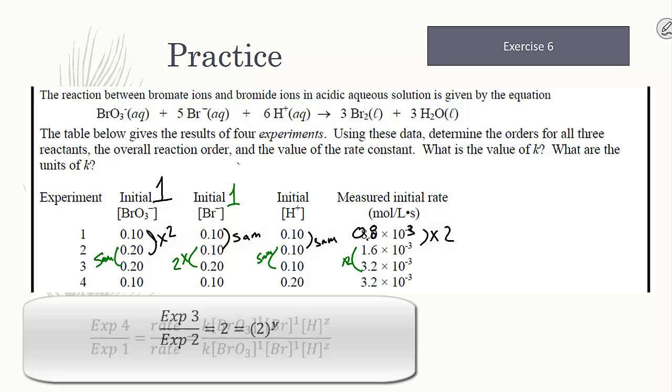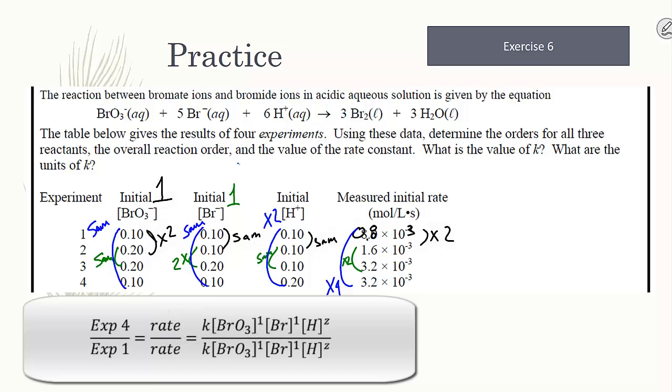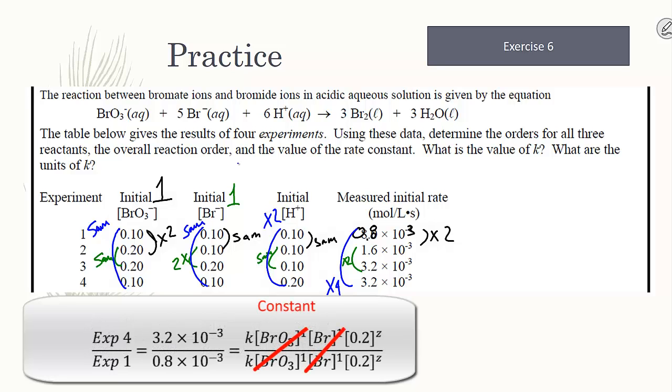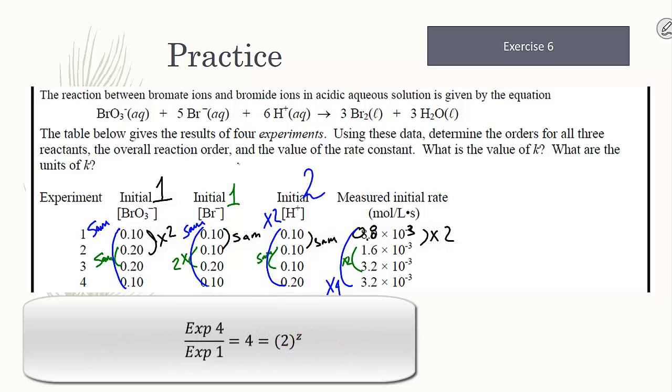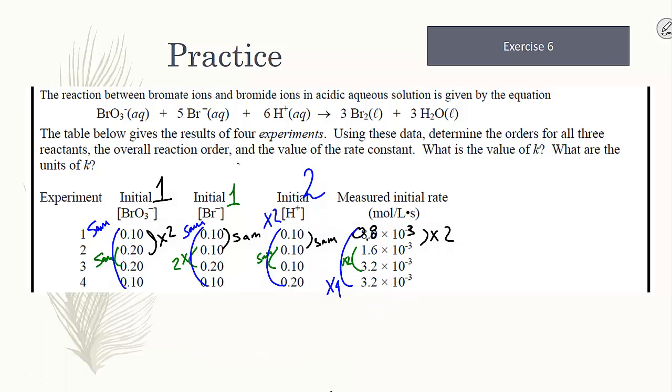to bromide. In experiments 1 and 4, the bromate and bromide ions are constant, while the hydrogen ions double, and therefore the rate quadruples, so we now know that it is second order with respect to the hydrogen ions.